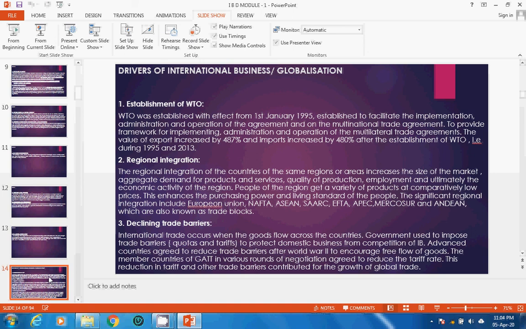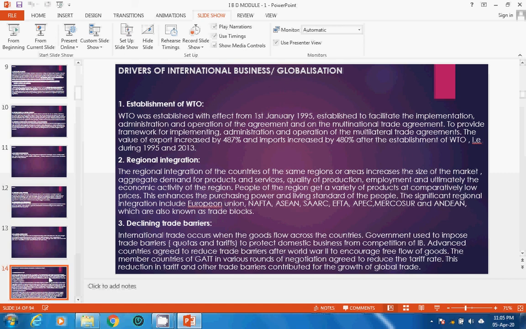Regional integration of the countries of the same region increases the size of the market. Take the example of the European Union, NAFTA, ASEAN, SAARC. These are some of the regional integrations which help the member countries to expand their business operations to serve the member countries.